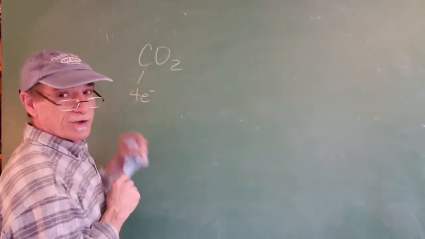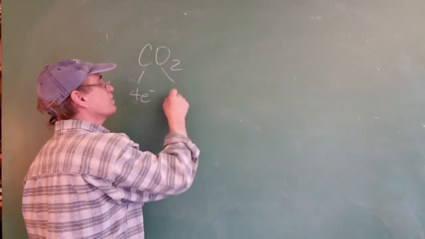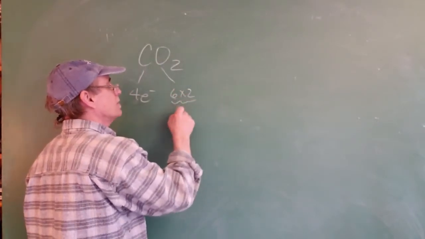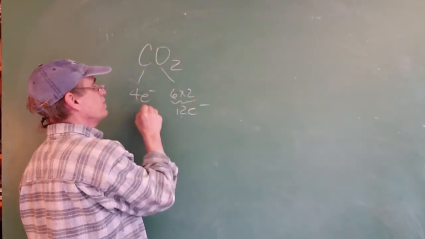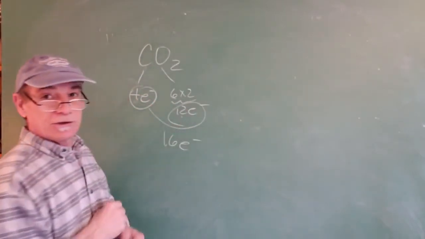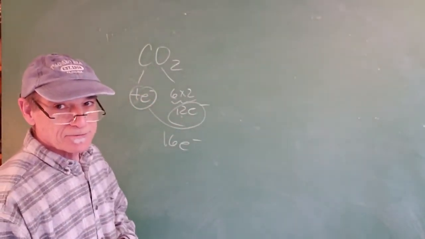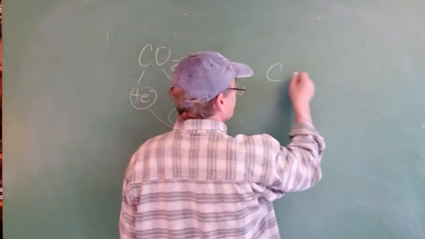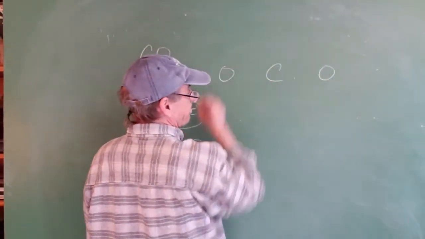It's in group 4 on the periodic table. 6 for each oxygen, but there's 2 of them. So there's 12 electrons, and these 4, that'd be 16 electrons in my picture altogether. I've got to use them all, no more, no less. All right, I'll put the carbon in the middle. I'll put the oxygens flanking it.